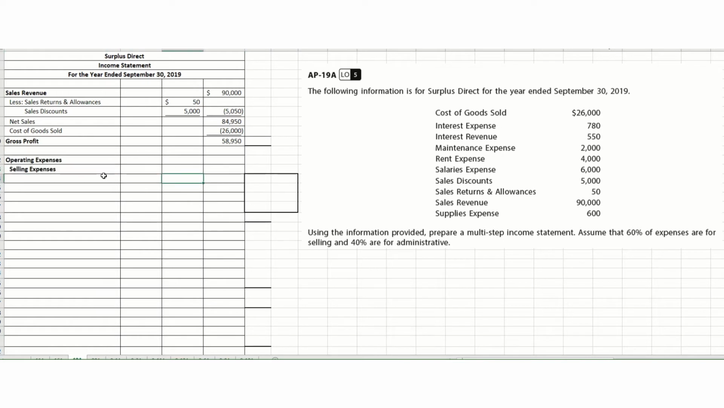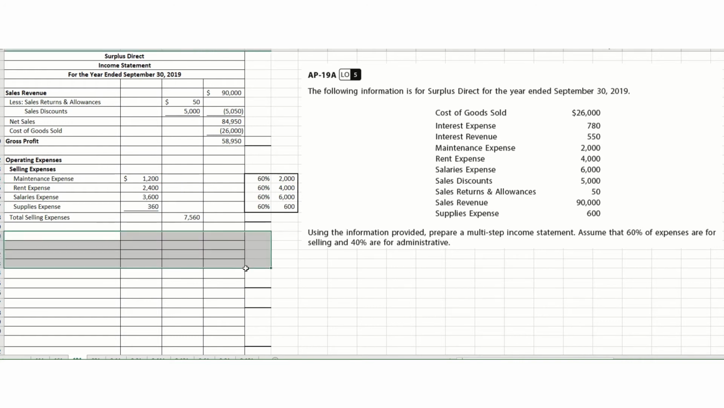The next section we want to do is our operating expenses. In the first section, we want to always list is our selling expenses. Those are typically costs incurred to sell the items to our customers versus just general overhead to run the organization. In order to calculate the amounts that are attributed to selling expenses, we are told to assume that only a portion are selling, being 60% of our general expense items. In this situation, we have 4 expense items, being maintenance, rent, salaries, and supplies. So if we take 60% of each of those 4 items, we have a total selling expense of $7,560, being 60% of each component.